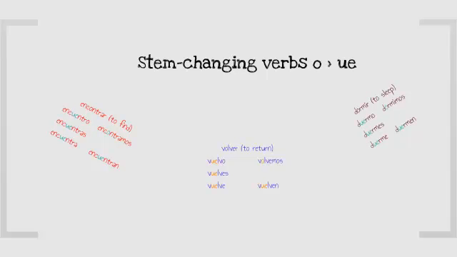For example, we have the verb encontrar, which means to find, the verb volver, which means to return, to come back, and the verb dormir, which means to sleep. All three of these verbs are stem changing verbs where the O in the stem will change to a UE when you're conjugating it. Notice again, we have an AR verb as an example, an ER verb as an example, and an IR verb as an example. So all three types of verbs, AR verbs, ER verbs, and IR verbs, can stem change in this way.